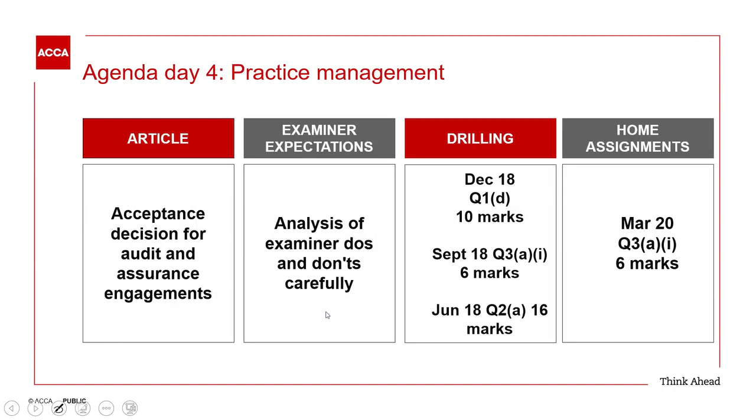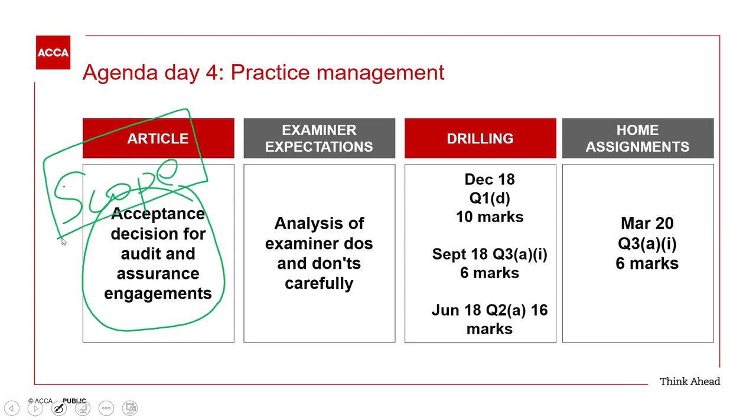Now, in terms of practice management today, there is an article which you can see in the very first box. The article title is Acceptance Decision for Audit and Assurance Engagement. This is such an important article because it covers in full the scope of practice management from an AAA perspective. It is so well written by the examiner that it clarifies the scope of practice management. If you read this article, you will have every knowledge you need to attempt this topic in an AAA paper, and you will not need to go into the textbook or read the chapter from the textbook. So this is a wonderful article.